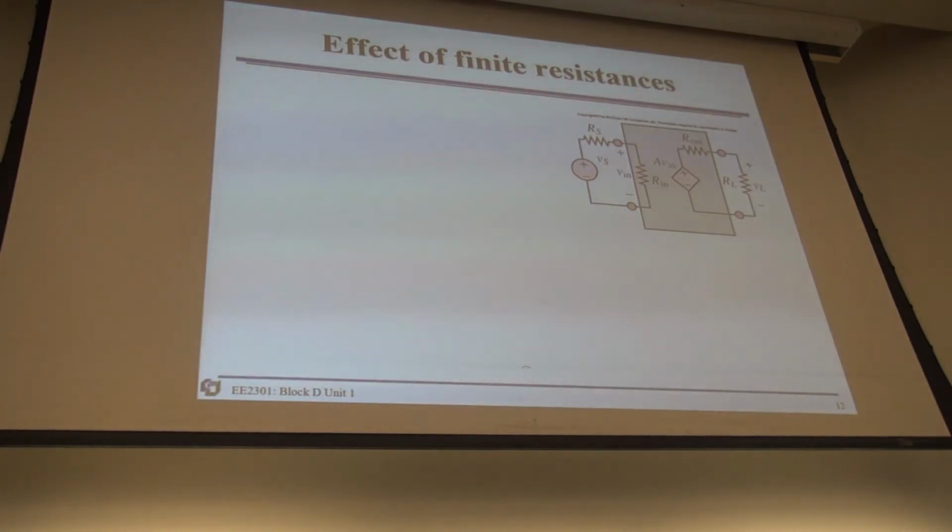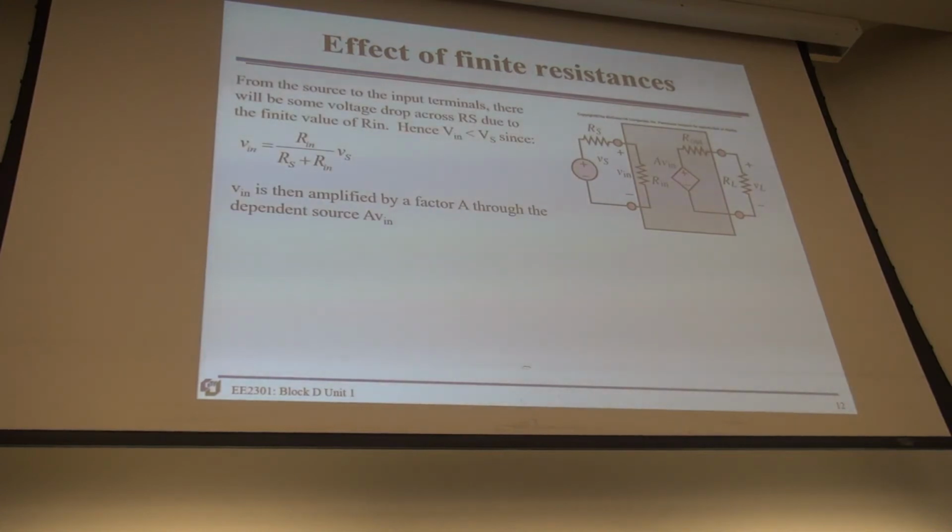Then look at this, it is interesting. Input V in is less than Vs for sure, because this is like a voltage divider, right? You have a resistor here, so V in must be less than Vs, where Vs is the source. So of course this is a voltage divider. V in is this, and it's scaled by a factor of A through the A V in.